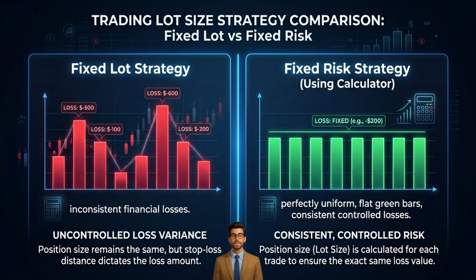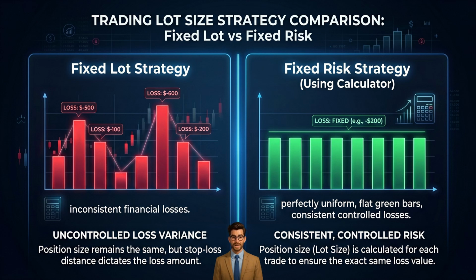If you refuse to use a calculator, you will inevitably fall into the fixed lot trap. This is the primary reason beginners cannot pass prop firm challenges. Let us say you trade a fixed 1.0 standard lot on every single setup. On trade A, the market structure requires a tight 10-pip stop loss. A loss here costs you $100. On trade B, market volatility is high, requiring a wider 30-pip stop loss to stay safe from noise. Because you blindly use the same 1.0 fixed lot, a loss on trade B costs you $300.